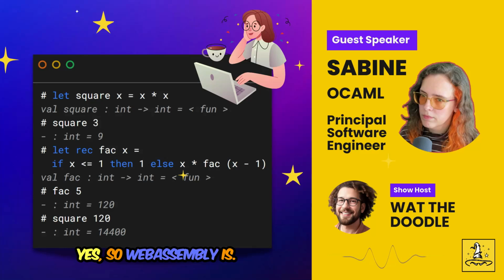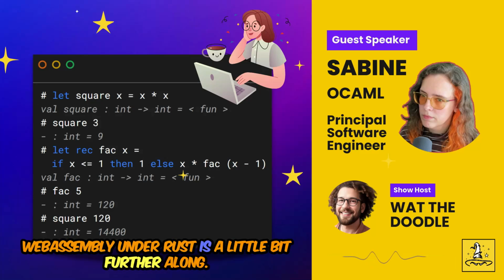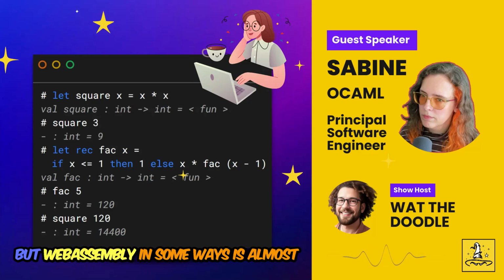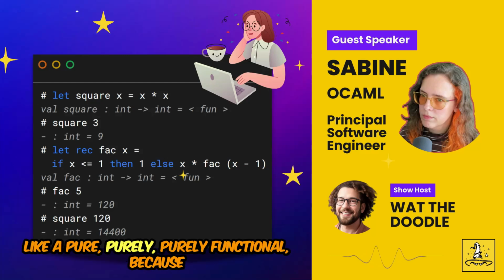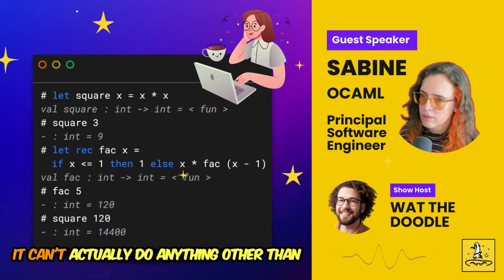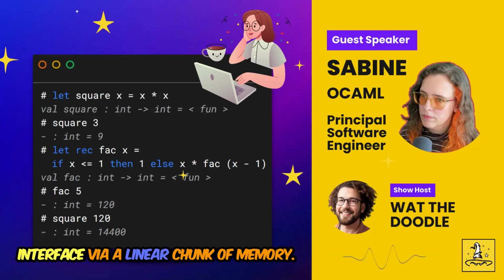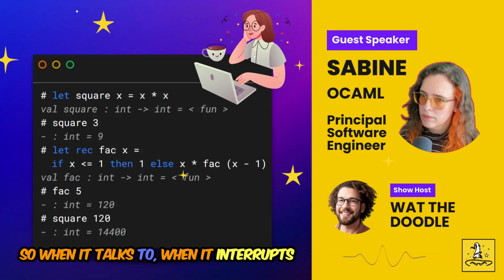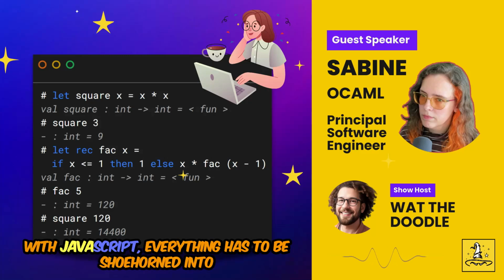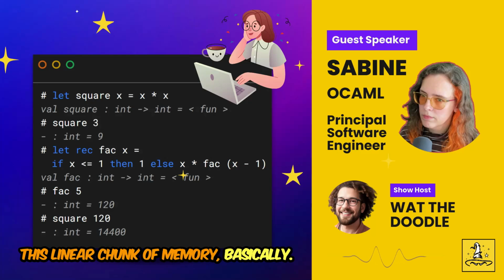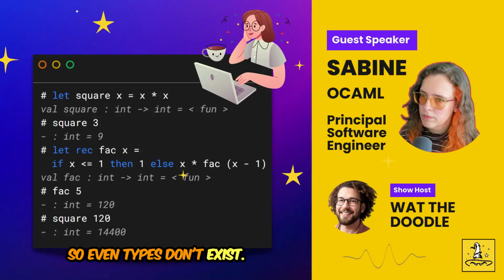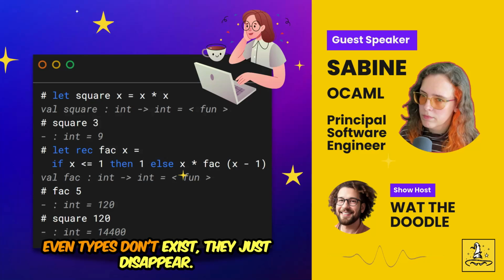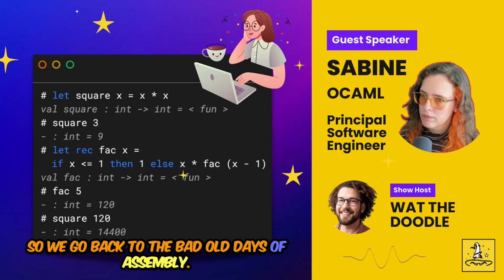Yes, so Sabine is absolutely right. WebAssembly under Rust is a little bit further along, but WebAssembly in some ways is almost like a purely functional environment, because it can't actually do anything other than interface via a linear chunk of memory. So when it interops with JavaScript, everything has to be shoehorned into this linear chunk of memory, basically. So even types don't exist. They just disappear. So we go back to the bad old days of assembly.